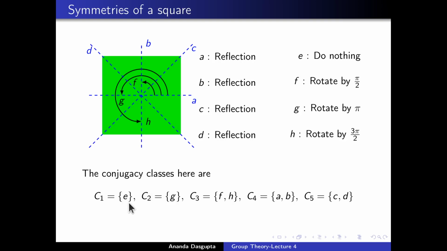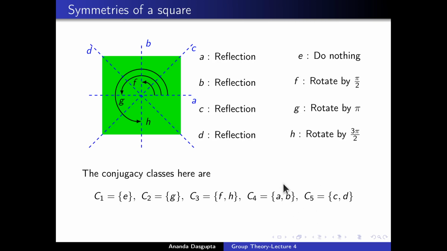In fact, here there is another element which sits in its own conjugacy class, C2, which is just the 180 degree rotation, nothing else. C3, 2 rotations through 90 and 270 degrees. C4 is composed of 2 reflections, the 2 midline reflections, and C5 are the 2 diagonal reflections. So notice that A, B, C and D are all reflections, but they don't all sit in the same class. Well, E, G, F and H are also all rotations, but they don't sit in the same class.